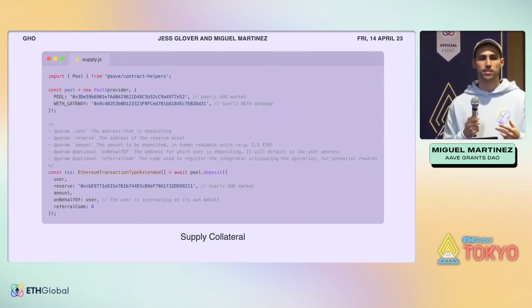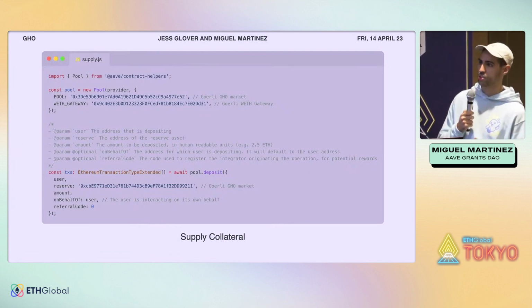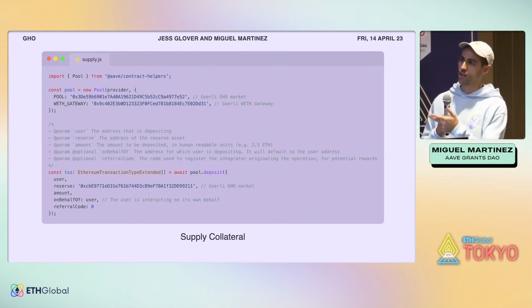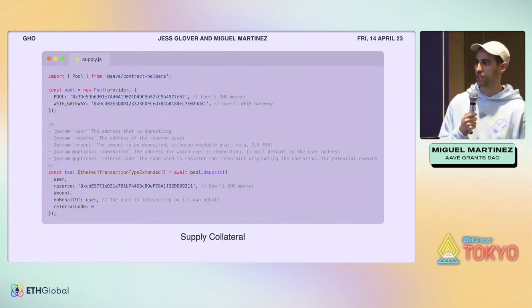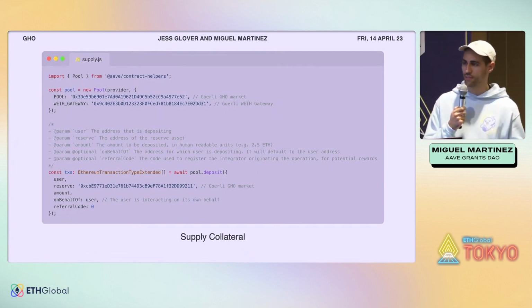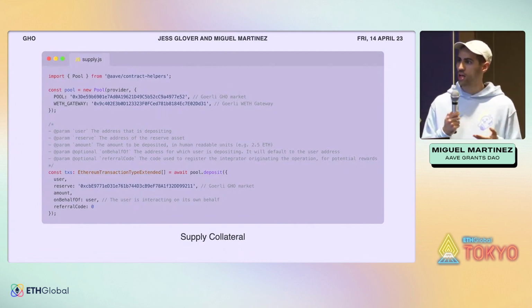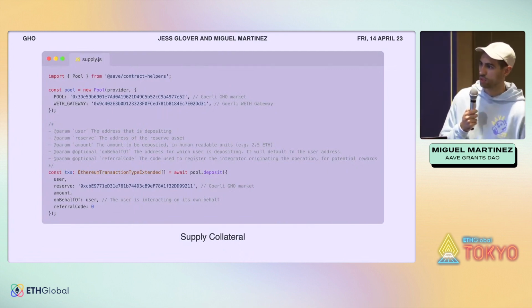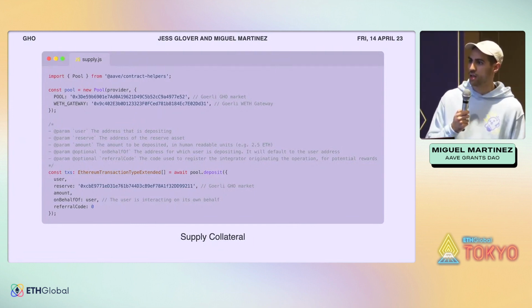So the first thing that they need to do is first supply some collateral to their position. In this case, we are making use of the deposit function of the JavaScript SDK. We need to pass all the parameters needed, like for example, the address of the user, the address of the reserve that we wanna deposit into the protocol. In this case, we can say that we are supplying DAI, also the amount, and also the on behalf of.